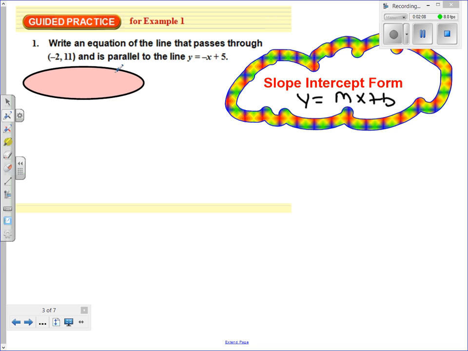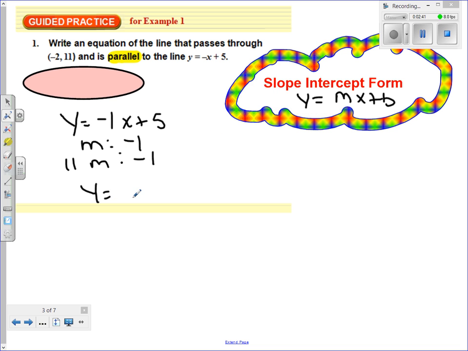So taking a look, the directions say write an equation of a line that passes through the point negative 2, 11, and is parallel to the line y equals negative 1x plus 5. So let's start with y equals negative 1x plus 5. My slope in this equation would be negative 1. The key word here is parallel. So if it's parallel, I'm looking for the parallel slope. And we just went over the parallel slope is the same. So my parallel slope would be negative 1.